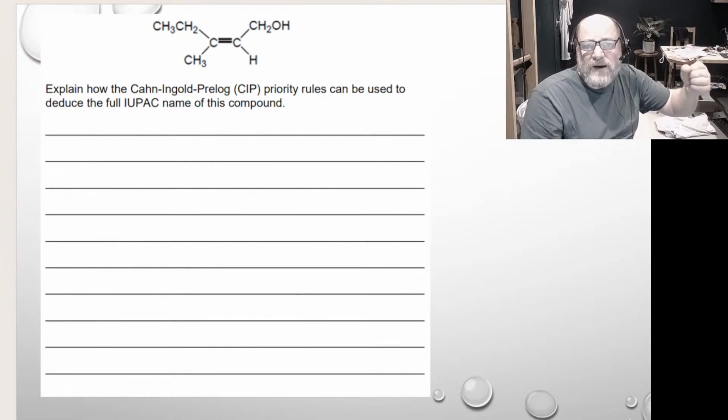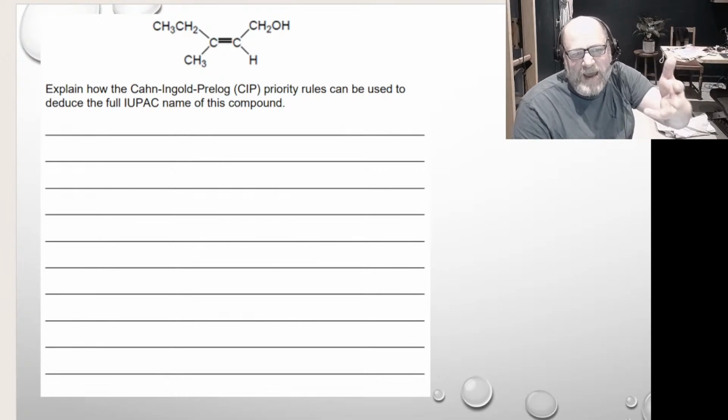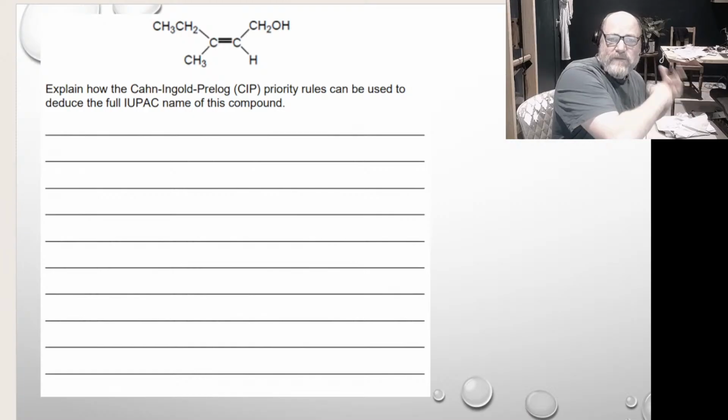But you could have a chlorine attached on the end there. Then you go to the atomic number of the next atom. So say I had CH3, or a chlorine attached to that, and then I had CH2Cl or CH2 with a Br attached or something, then the one with the Br would have the higher atomic number.